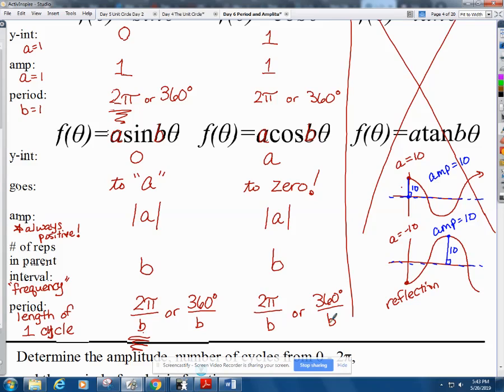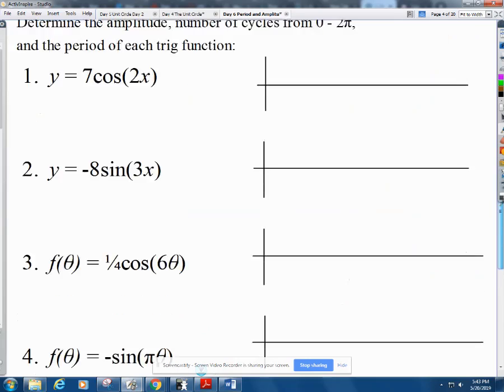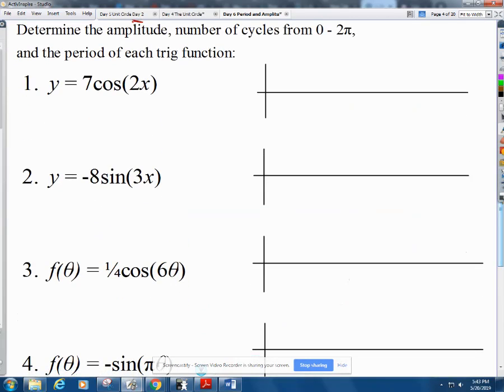Okay. Determine the amplitude, number of cycles from 0 to 2 pi. So we are at the bottom of the page. Let me just scroll down. Determine the amplitude, the number of cycles from 0 to 2 pi, and the period of each function. And then we're going to draw graphs. So determine the amplitude, that's your absolute value of A. The number of cycles from 0 to 2 pi is your frequency, that's B. And the period of each is going to be 2 pi divided by B. And then we're going to graph them.